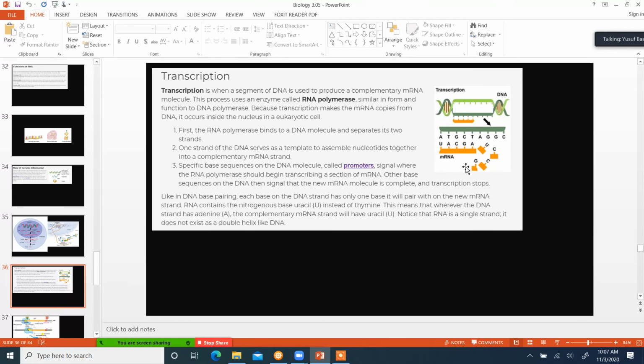So basically, during transcription, some part of the DNA is copied into RNA by the enzyme RNA polymerase. And that mRNA is used in translation to make proteins. Correct. Right now we're making the mRNA.